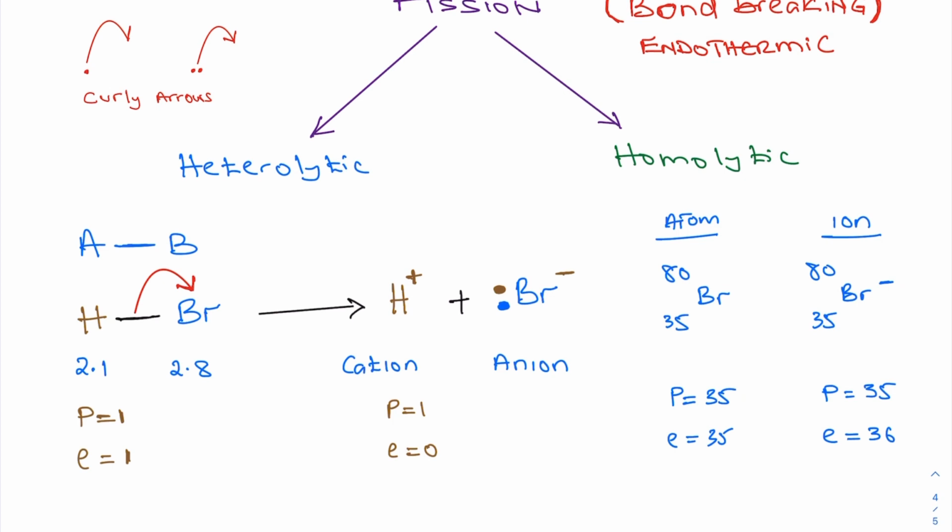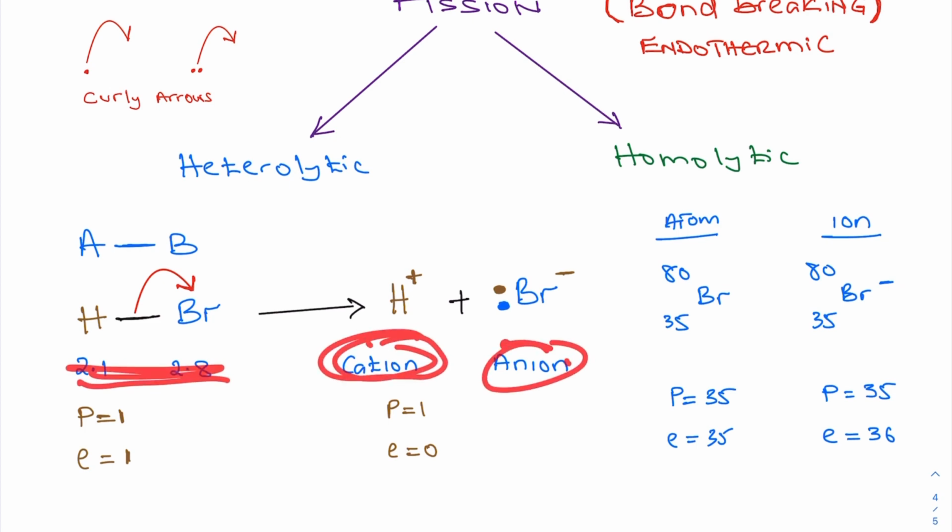So when you have heterolytic fission, due to a difference in electronegativity, you get two species, two different species. One will be cation, the other one will be anion.